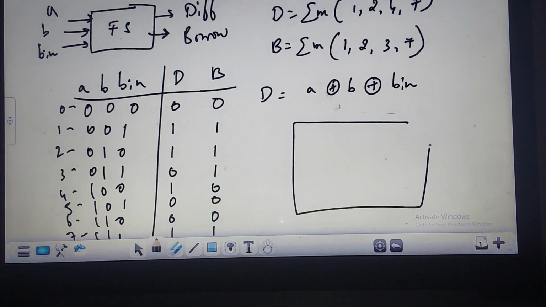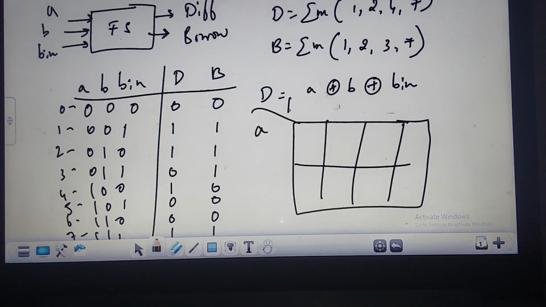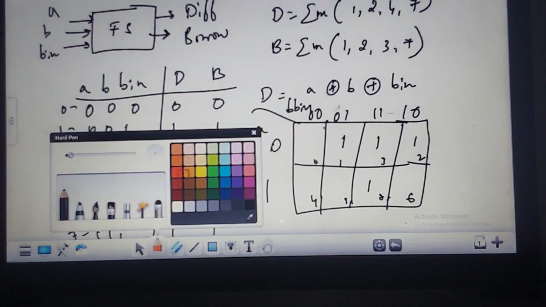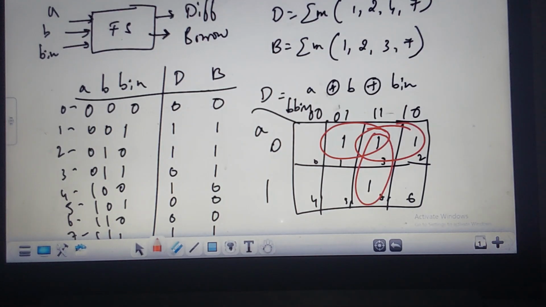Let us construct the K map for this. Correct? K map for this. This is A, B, Bin, 0 1, 0 0, 0 1, 1 1, 1 0. What are the cells that are ones in this case? This is the K map structure, correct? Graphical method. So 1 cell is 1, then 2 cell is 1, 3 cell is 1, 7 cell is 1. So what is the possible grouping? 2 ones grouping is possible. This is the grouping. So what is the expression I will be getting for borrow?